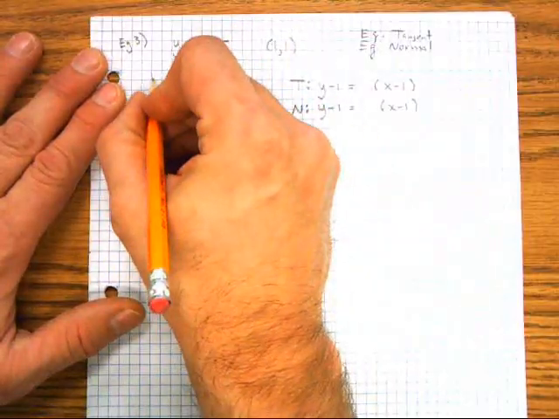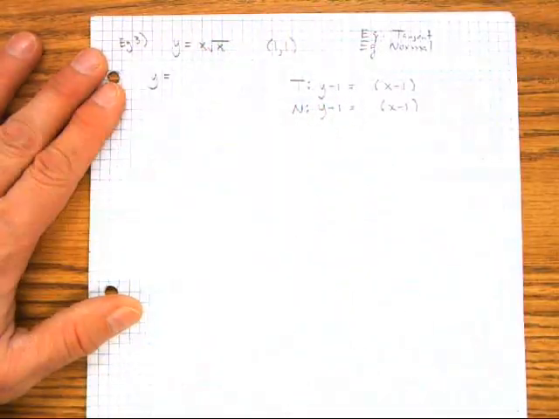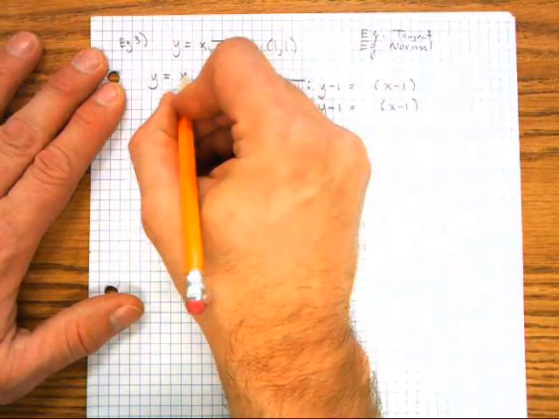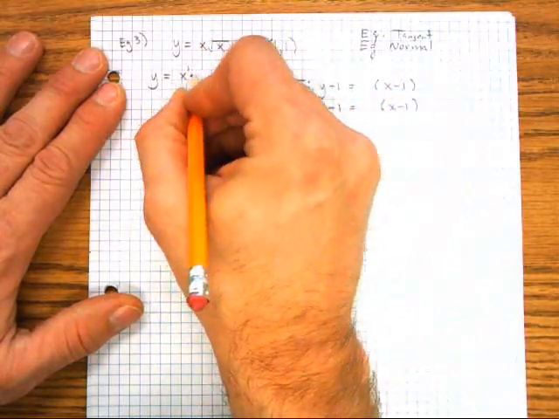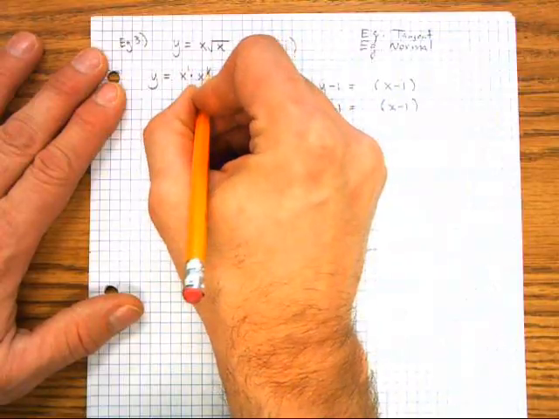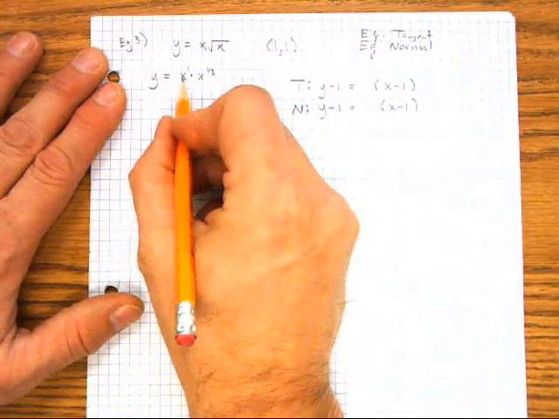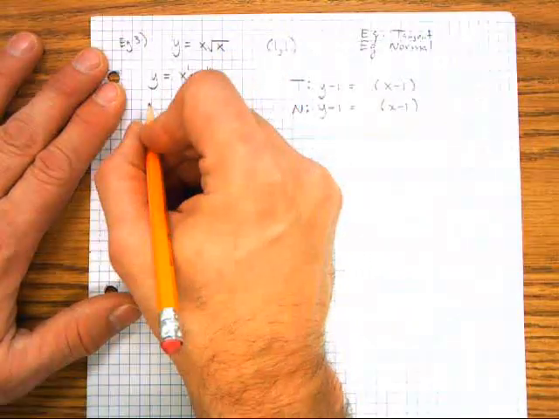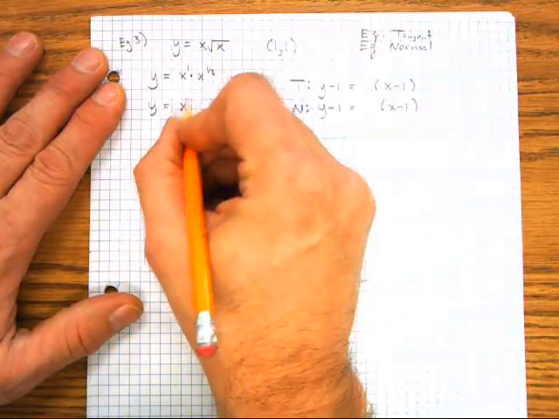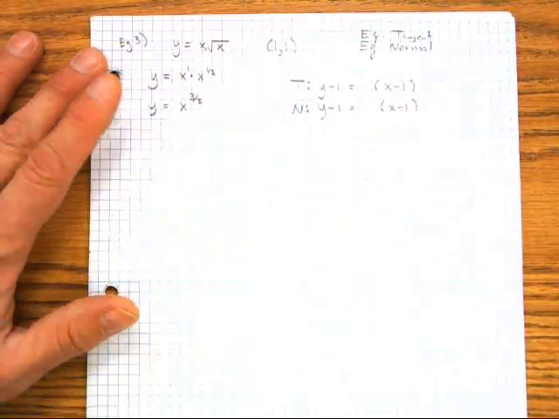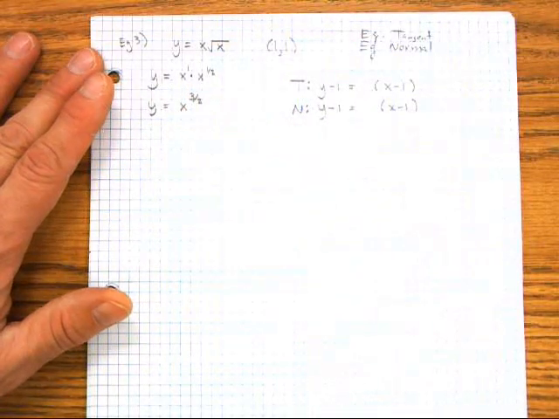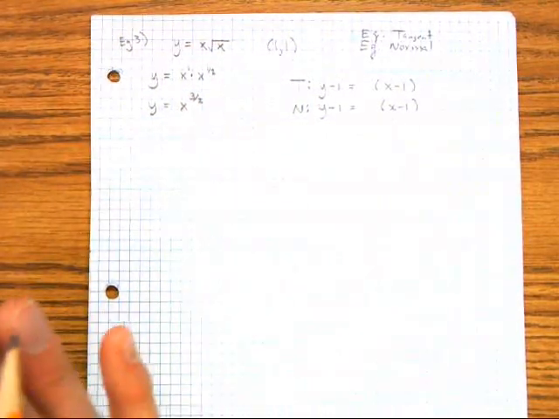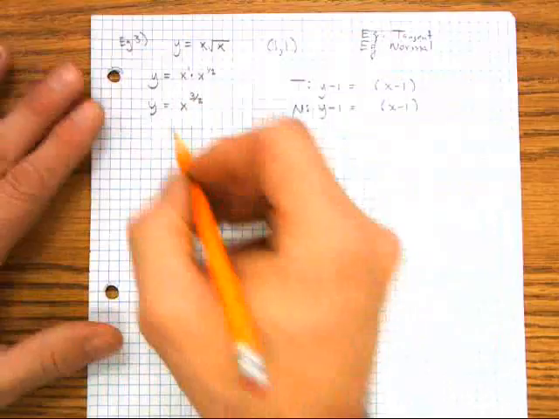Okay, the first work that you need to do is rewrite this. This is x to the 1 power times x to the 1/2 power. And when you multiply, what do you do with the exponents? Add. So this is y equals x to the 3/2 power. Write it as an improper fraction. 3/2 is the same thing as 1 and 1/2. Okay, so now, once I do that, it's easy to take the derivative.